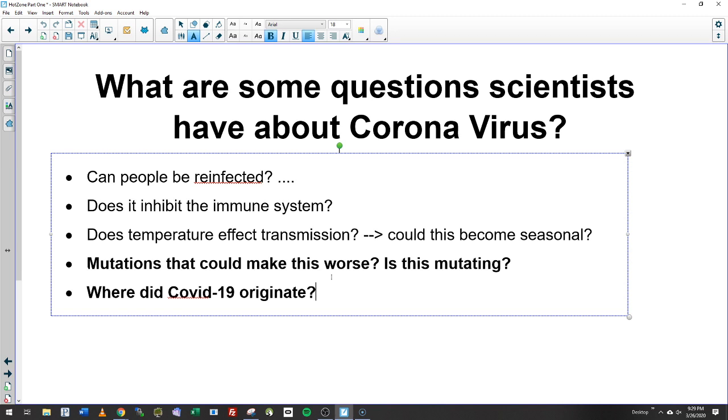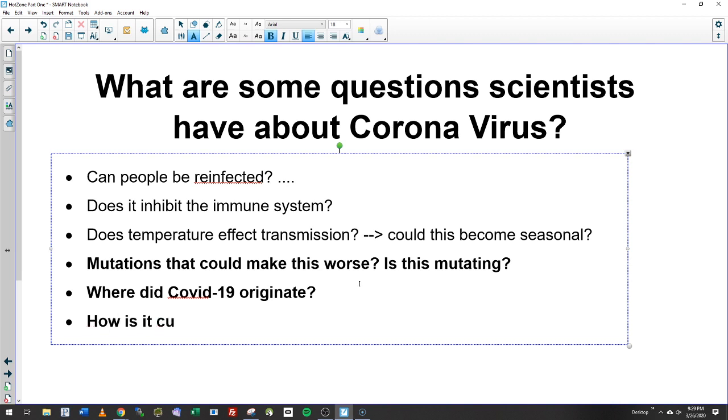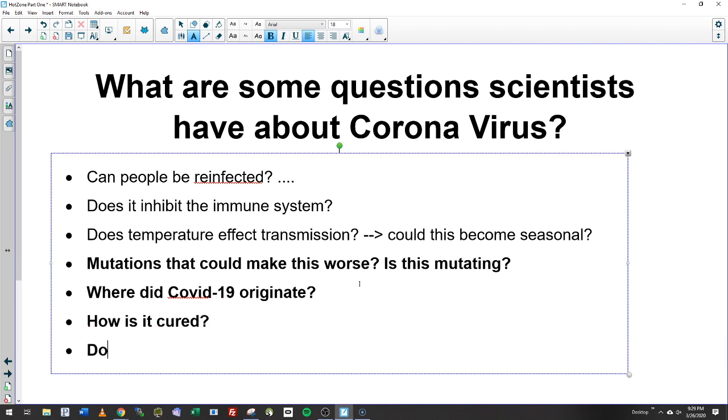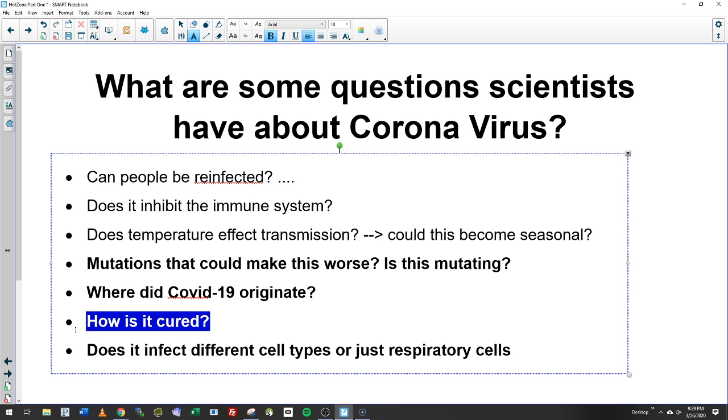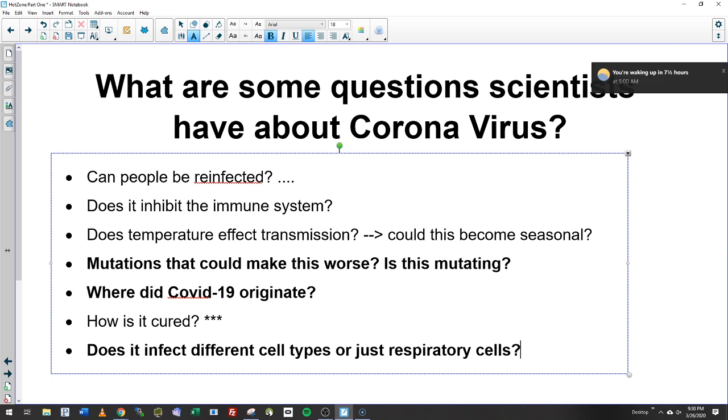Can it infect different cell types or only respiratory cells? Max Michael wants to know, how is it cured? And does it infect different cell types or just respiratory cells? I don't know if I can get into this today, although I might be able to briefly talk about this. Not necessarily that I have a cure, but I can give you some ideas as to where they're going. Does it infect different cell types or just respiratory cells? I might even be able to address part of that today as well.